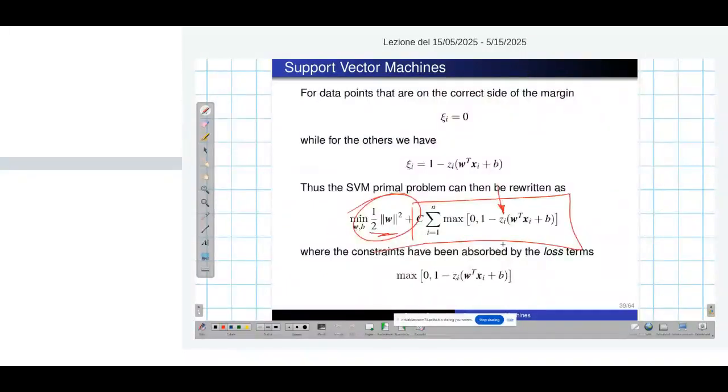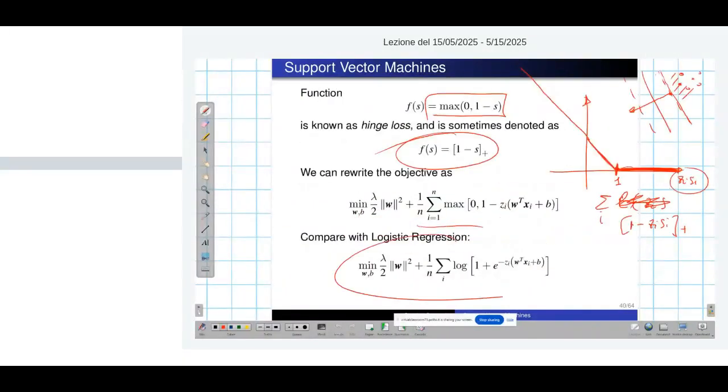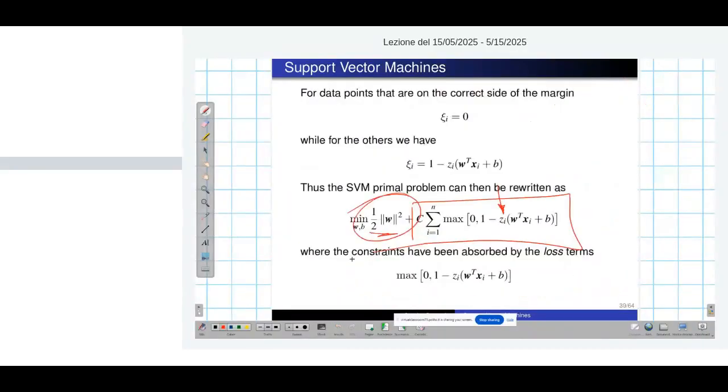The logistic regression loss was what? Was this. But now, let's take this expression, divide everything by Cn, and multiply by lambda, since C is a factor that we need to estimate by cross-validation. We can alternatively rewrite the objective function as a function of lambda, which can depend on C or not. We will need to estimate it in any case.